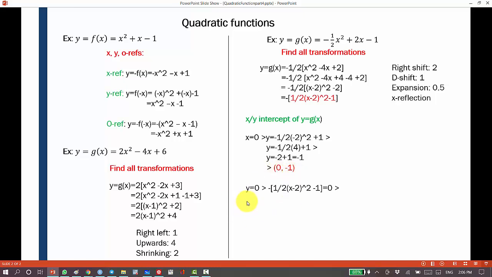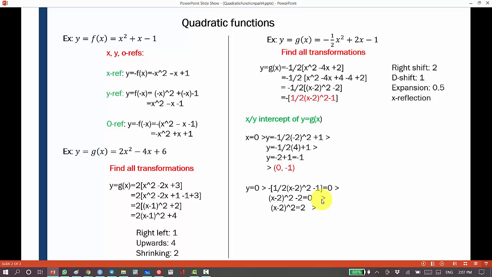To find the x-intercept, we let y to be 0. In other words, minus 1/2 times x minus 2 all squared minus 1 equals 0. That minus vanishes as we multiply both sides by minus 1. In addition, we multiply both sides by 2. As a result, we get x minus 2 all squared minus 2 equals 0.